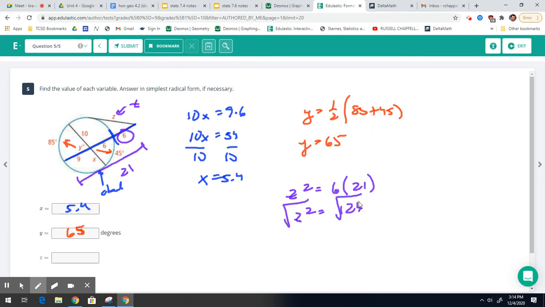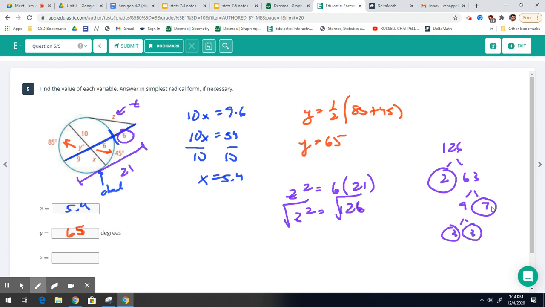And now I do want to simplify this radically because you can. The other one you couldn't. So 126, let's break it down. It's not a perfect square. 2 goes into it 63 times. 63 is 9 and 7. 2 is prime, 7 is prime, and now 9 is 3 and 3.